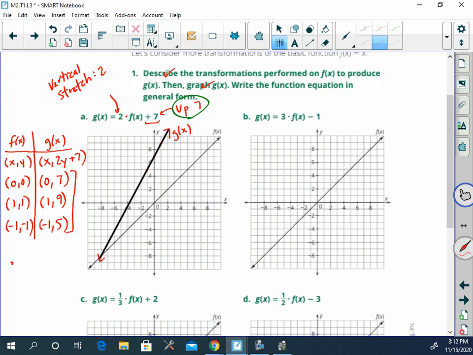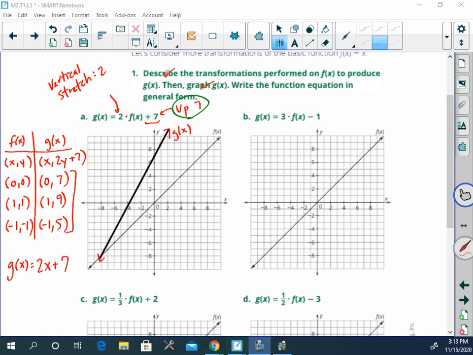So then if I'm writing the equation, I write g of x equals, so first I want to find my slope. I'm going up 2 over 1. So it's going to be 2 times x. Plus my y-intercept here is at 7, so plus 7. That would be my last bit for that problem.